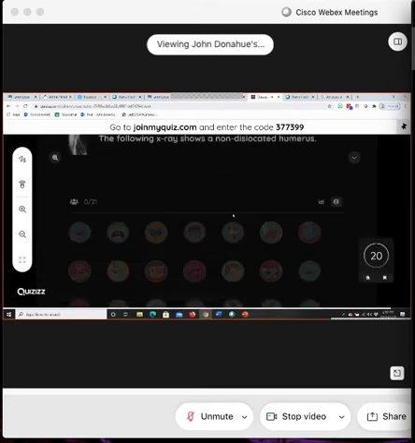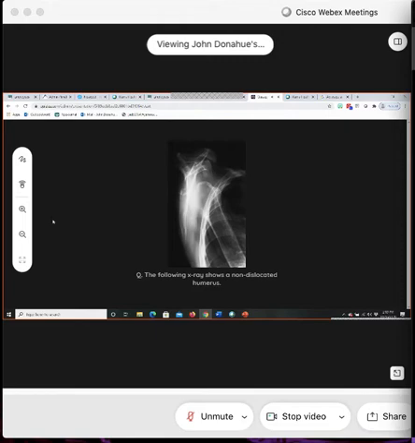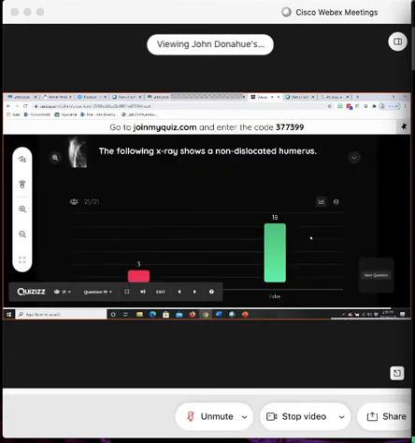The following x-ray shows a non-dislocated humerus. True or false? That is going to be a dislocated humerus, so that would be a false. That is dislocated. It's out of socket. So over here is completely out of socket. That is a dislocated humerus.